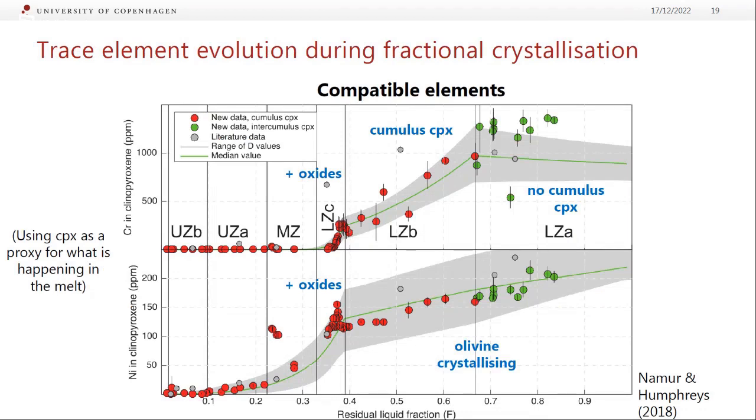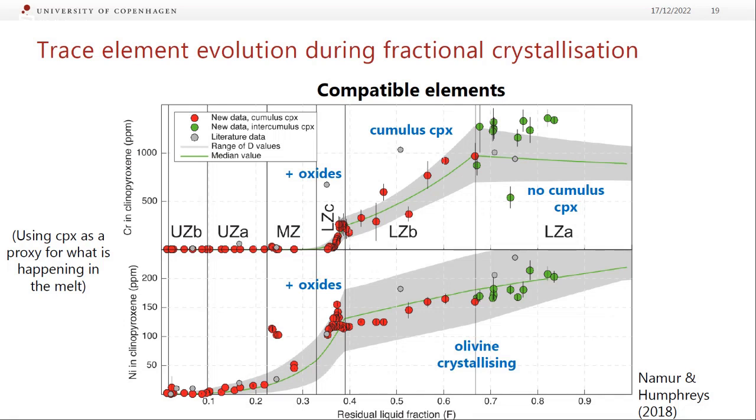Okay, so what's really cool is because we have just this one batch of magma, we can actually show a really good example of this trace element fractional crystallization that we talked about last lecture. At the top here, we've got the chromium content in clinopyroxene, and at the bottom, we've got nickel in clinopyroxene. If you remember back to the practical, chromium is fairly compatible in clinopyroxene, and nickel is not very compatible.